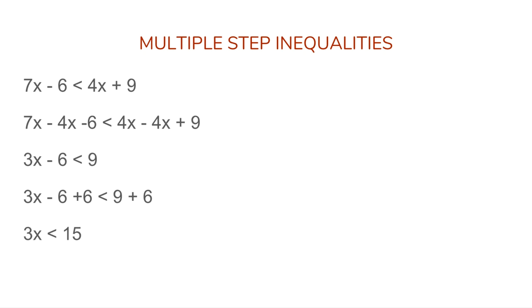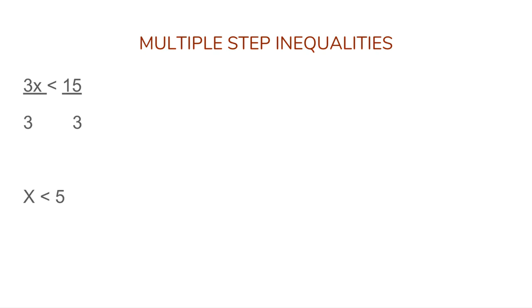Then after that, we will add 6 to both sides, and the 6's on the left side cancel out, leaving us with 3x is less than 15. Then after that, we will divide both sides by 3. The 3's on the left cancel out, and that leaves us with x is less than 5 as our solution.